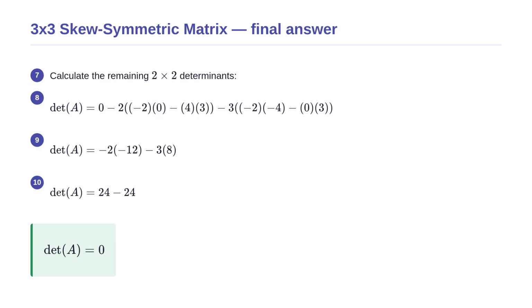Simplifying the arithmetic inside the parentheses, the first inner calculation becomes 0 minus 12, and the second inner calculation becomes 8 minus 0. Multiplying these values out, we get positive 24 for the first part and negative 24 for the second part. Subtracting these gives us our final answer of 0. Just as our theorem predicted, the determinant is exactly 0, confirming physically that the matrix flattens three-dimensional space into a lower dimension without any residual volume.